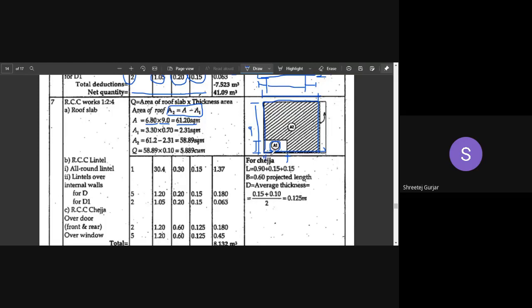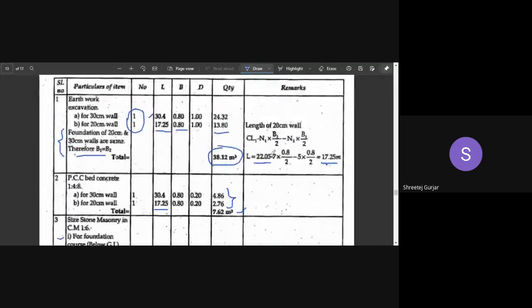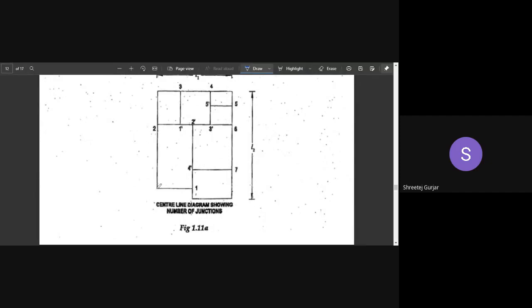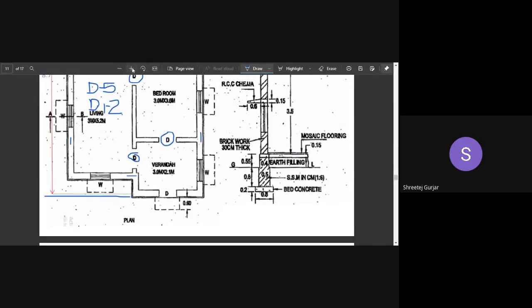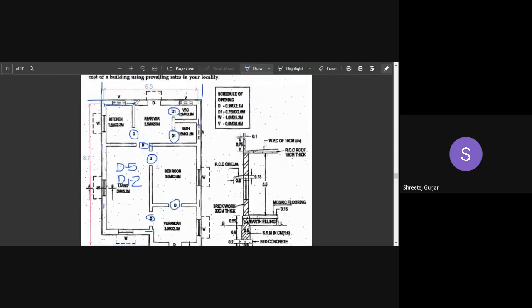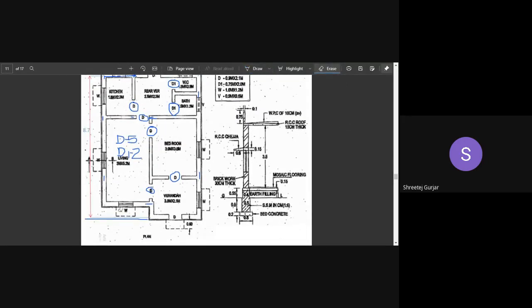So let me just scroll up to the plan, and I'll tell you how we can calculate that. This is my area A1 which I'm mentioning. Coming to the plan, let me just zoom out. This is my plan, and this is the open area A1 which we are talking about. This part of area we need to deduct. So what we need to do is calculate this length and this breadth.